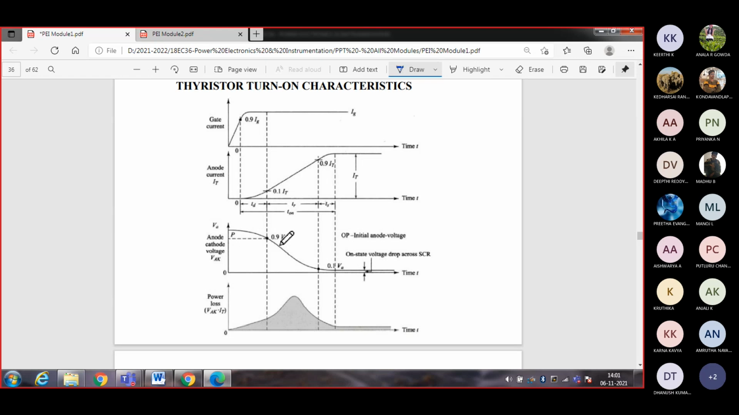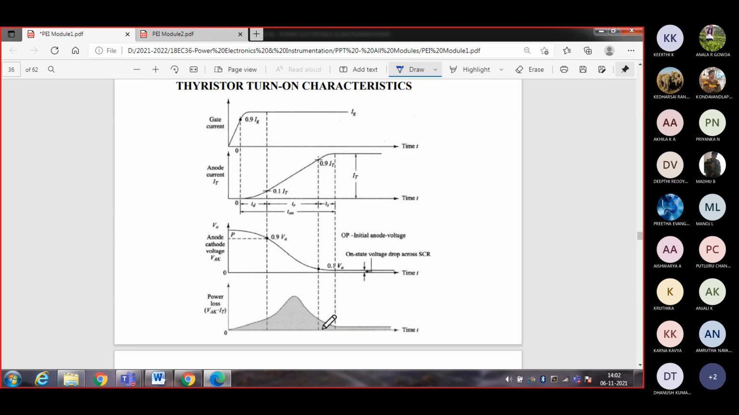Totally we are going to get only 80%. 90% to 10% we have to consider. Within that limit only we should calculate that. Sometimes we are going to get 0.2 to 0.8. Here they have taken 0.9 to 0.1, 0.9 voltage to 0.1 voltage, anode cathode voltage. So within this limit, we calculate the anode current, get the anode cathode voltage, multiply them, and you're going to get the power loss.